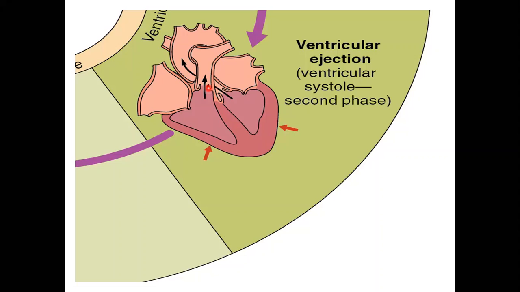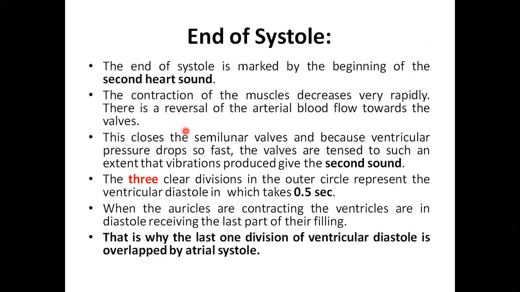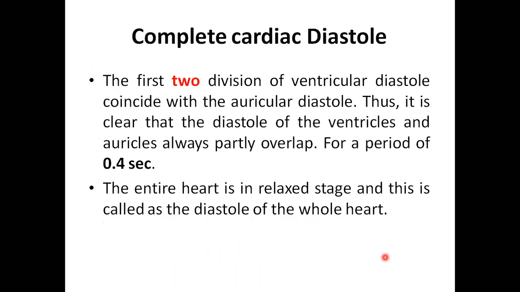Here the three clear divisions in the outer circle represent the ventricular diastole, which takes about 0.5 seconds. When the auricles are contracting, the ventricles are in diastole, receiving the last part of their filling. So that is why the last one division of the ventricular diastole is overlapped by the atrial systole.